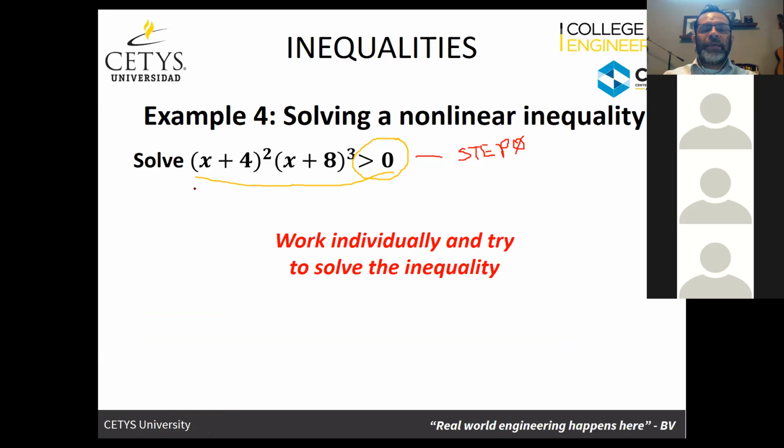Why? Because this has already been factored, okay? We've got a factor here and we've got a factor here. So step 1 has already been done also because this has already been factored for us, or it already has the 2 factors. It doesn't matter that they're elevated to the 2 or the 3, it's already been factored, okay? What would be step 2? The roots. The roots, correct. Can somebody tell me what are the roots for this expression?